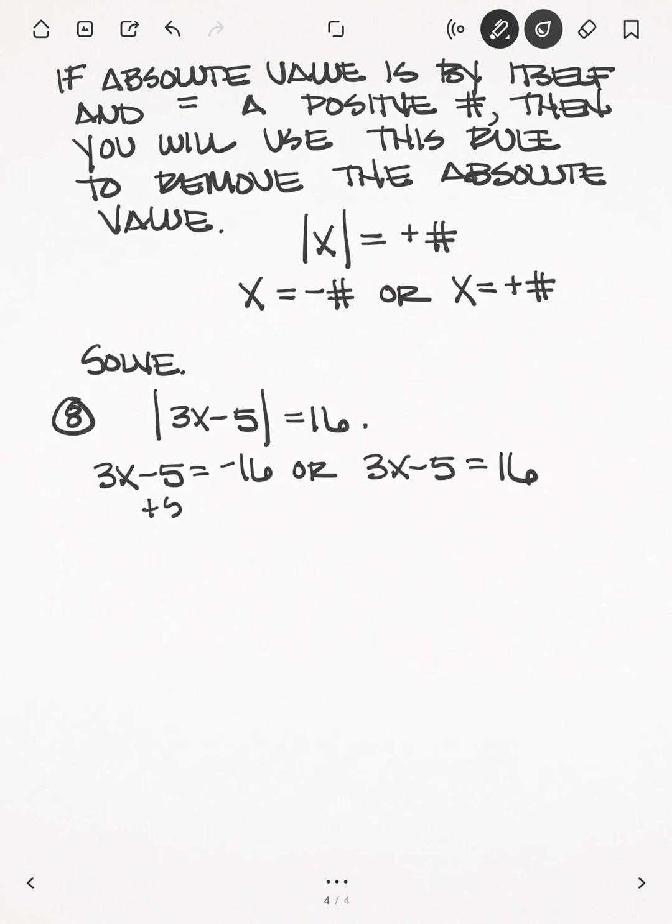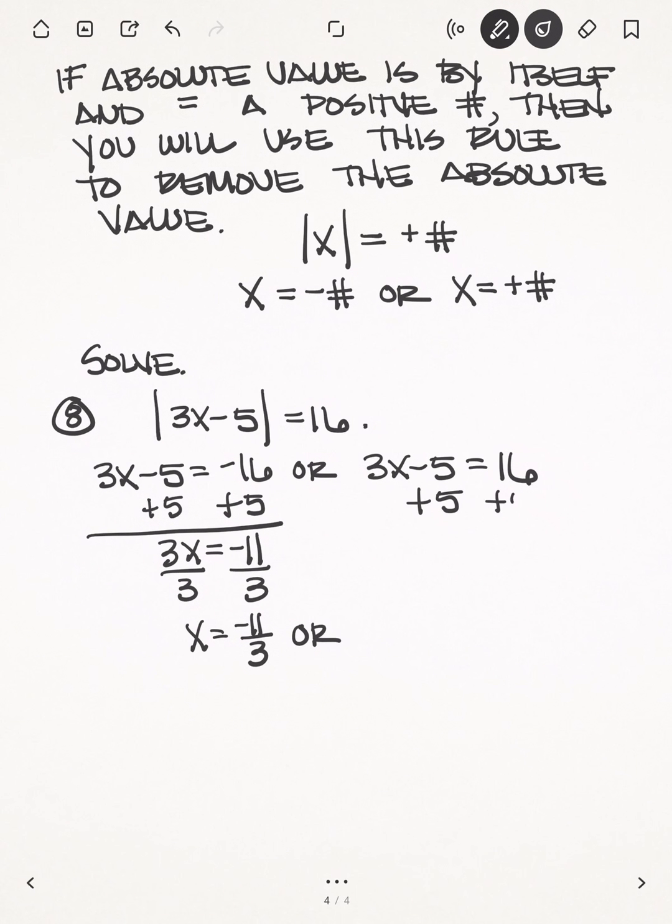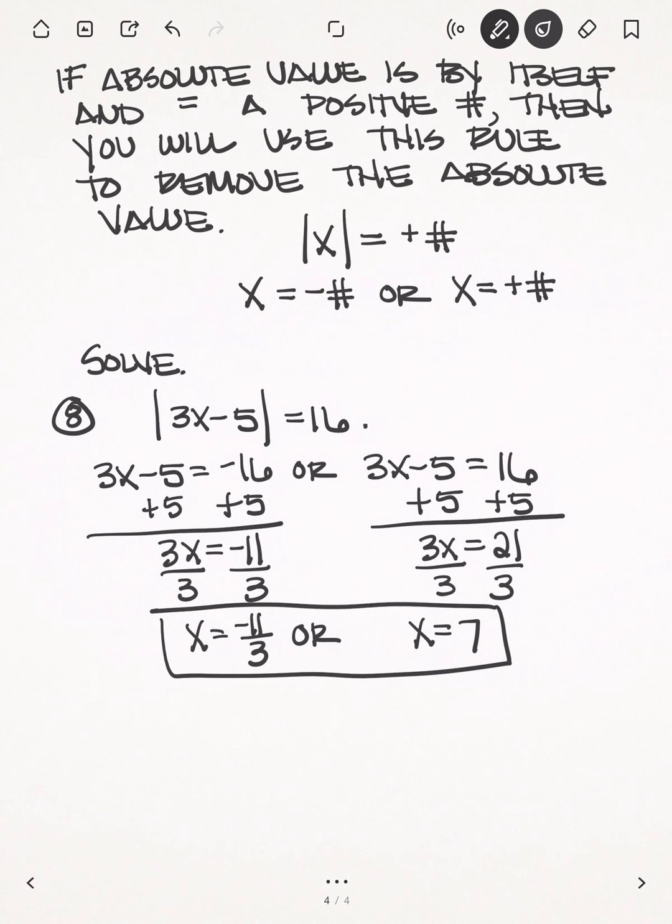I'm going to add 5 to both sides. And I get 3x is equal to negative 11. Divide both sides by 3. And I get x equals negative 11 over 3. Or I'm going to add 5 to both sides here. I get 3x is equal to 21. Divide by 3 on both sides, and I get x equals 7. And I found 2 answers for x.